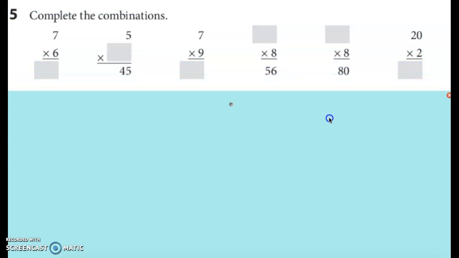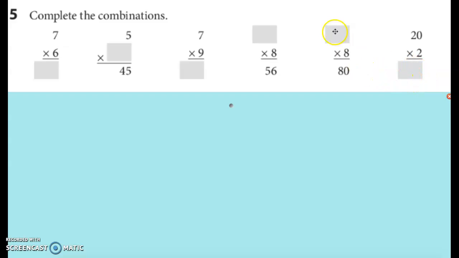Number 5. Complete the combinations. Each one of these problems represents a multiplication or division problem, and for each problem, you will fill in the blank. The first problem is 7 times 6. Second problem, 5 times something equals 45. The third problem, 7 times 9. Next, something times 8 equals 56. Next, something times 8 equals 80. And finally, 20 times 2 equals something.